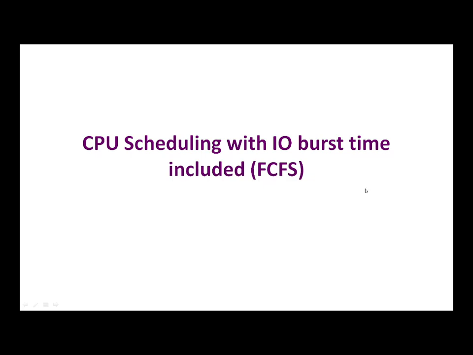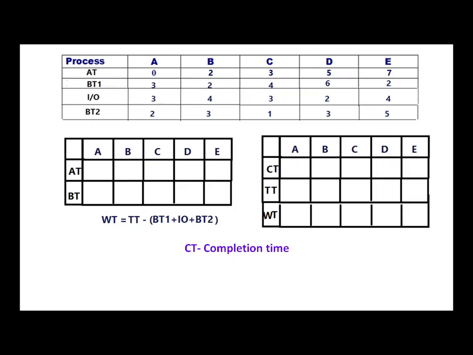I am going to explain the calculation of the turnaround time for the problem of CPU scheduling based on FCFS, in which we are going to consider both the CPU burst time and IO burst time. So first you need to understand the problem. There are 5 processes given.